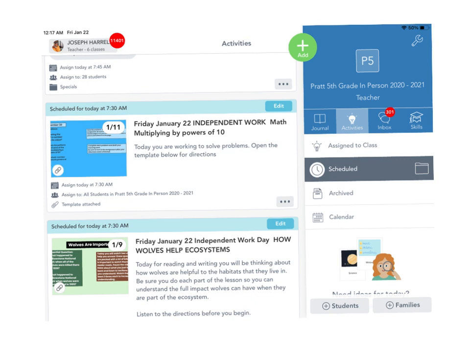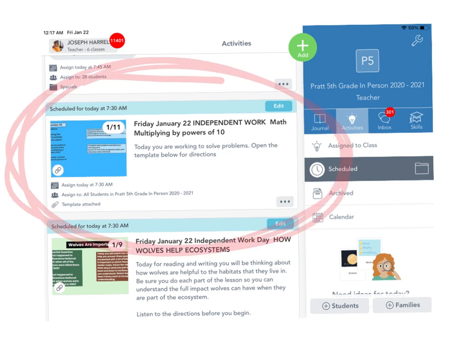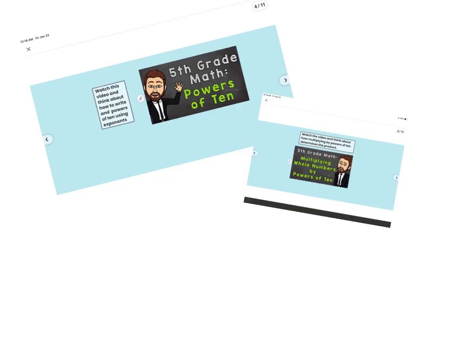You are going to do online, and you will find on Seesaw, titled Friday, January 22nd, Independent Work, Math: Multiplying by Powers of 10. Contained within this lesson, there are two different videos that you're going to watch that explain the concepts really well. So I'm not going to give you a third video to watch about that stuff.